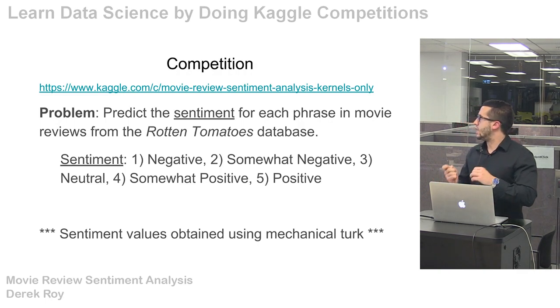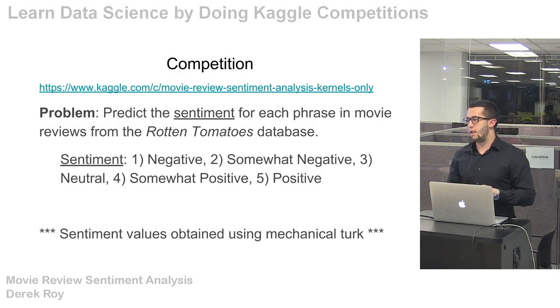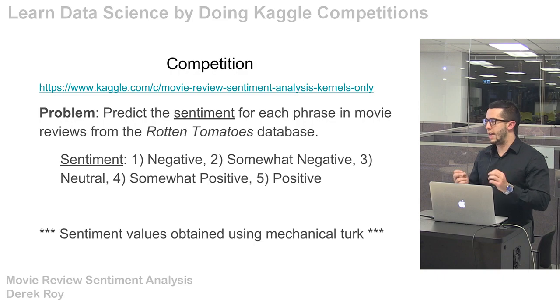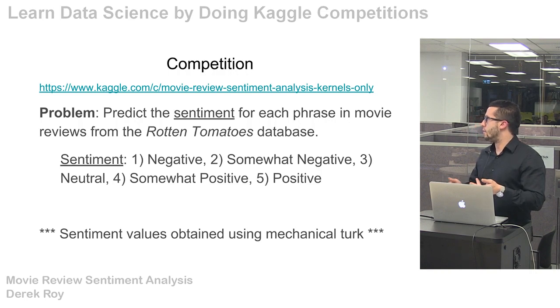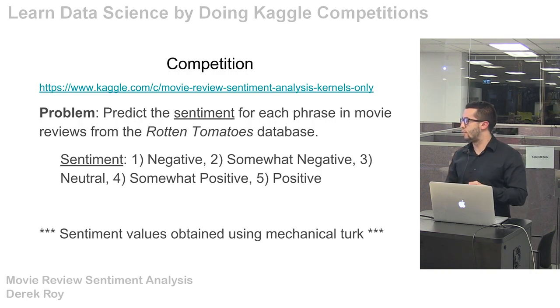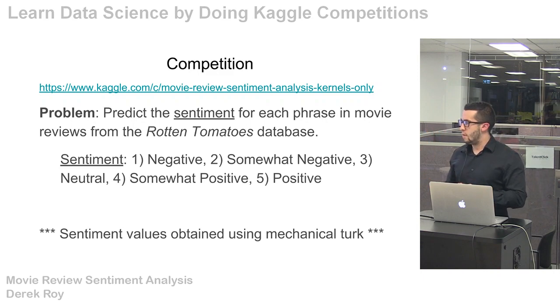What happened was, Pang and Lee took that data set and used Mechanical Turk through Amazon in order to get people to rate sentiment for phrases inside of these reviews. These phrases were anywhere from negative, somewhat negative, neutral, somewhat positive, to positive. I have it listed from 1 to 5 here, but in the data set, it's categorically represented as 0 to 4.